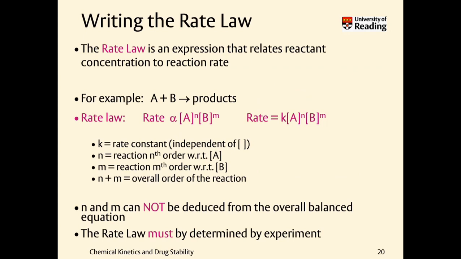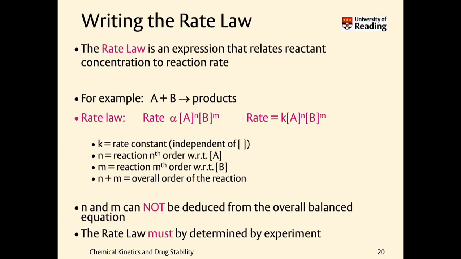The rate law is an expression that relates reactant concentrations to the reaction rate. And it's the reactant concentrations that are going to be the things that determine the rate of the reaction. And the rate law shows us how. So a general way to write the rate law would be to use this example here. For a reaction of A and B forming products, the rate will depend on the concentrations of the reactants as determined by the rate law.